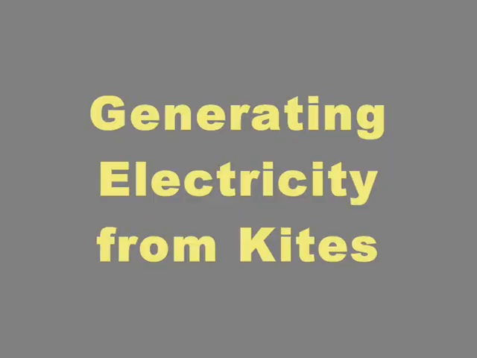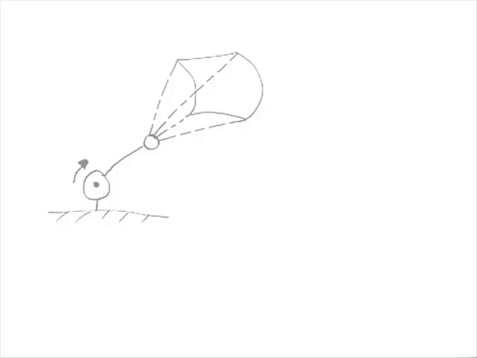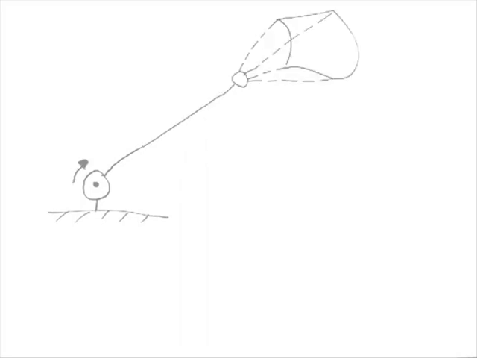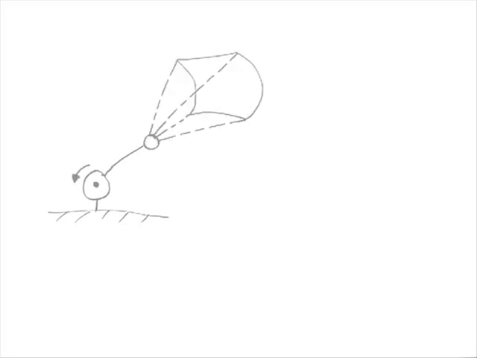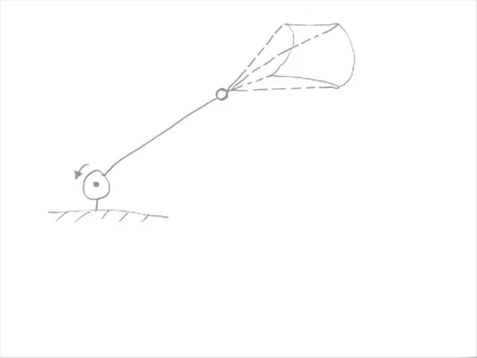Let's have a look at generating clean green energy from the wind using kites. There are two methods being explored, pumping cycles and the carousel. In pumping cycles, the kite is typically flown in a figure eight pattern, pulling the reel cable out and generating power. The kite is then retracted using less power.